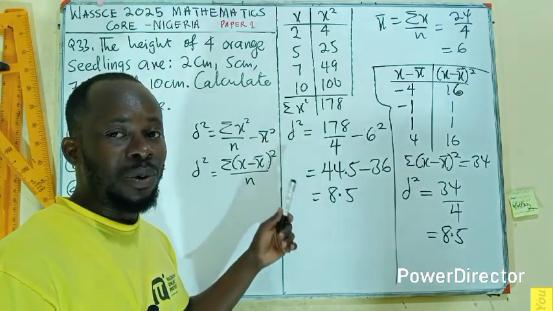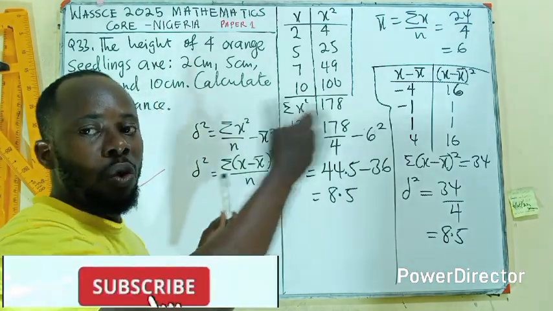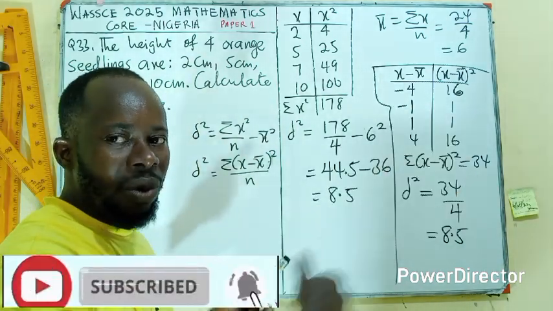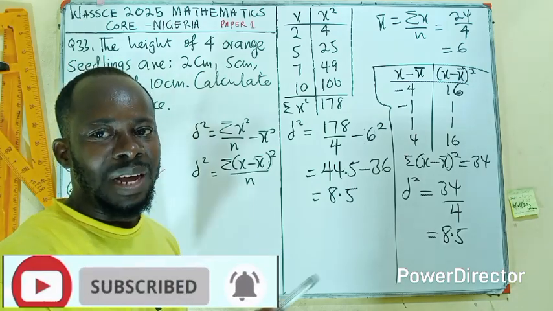The square root is here because if you find the square root of the variance, then you get the standard deviation.